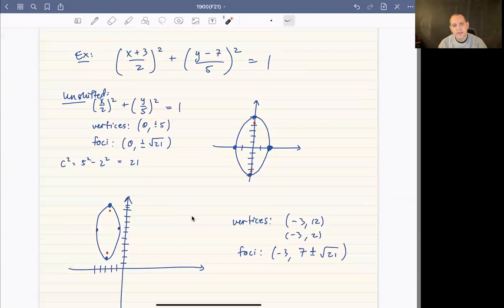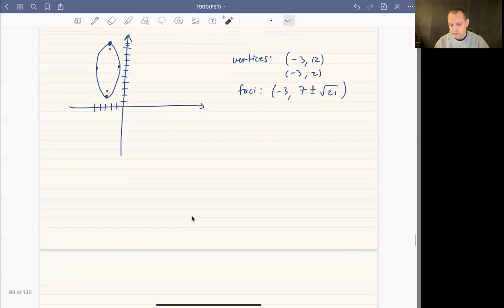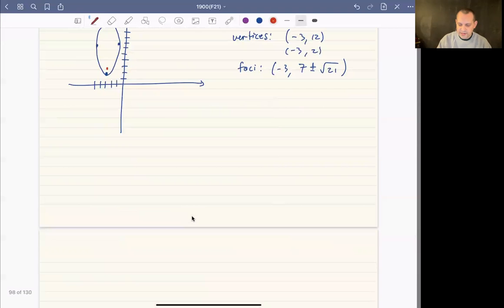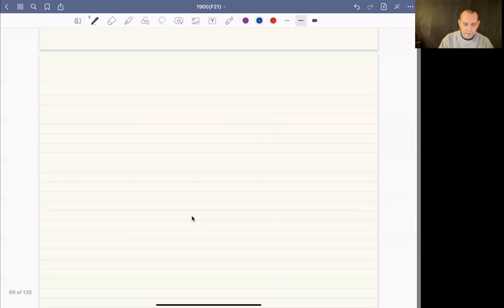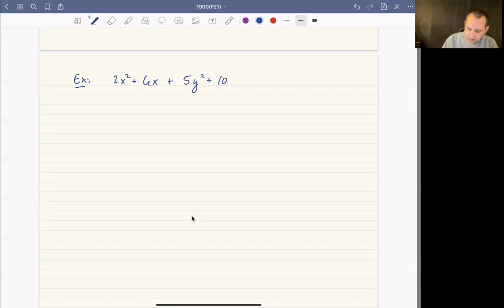Okay, so here we were given this formula. And so what I hinted at before was that maybe there's times when instead of being given this formula, you might have to actually derive this. And so what I mean by that is that if I were to take something like, and I'm just going to make up the numbers here, so this might not be very nice, but if I was just to take something like 2x squared plus 6x plus, say 5y squared plus 10y equals 4.